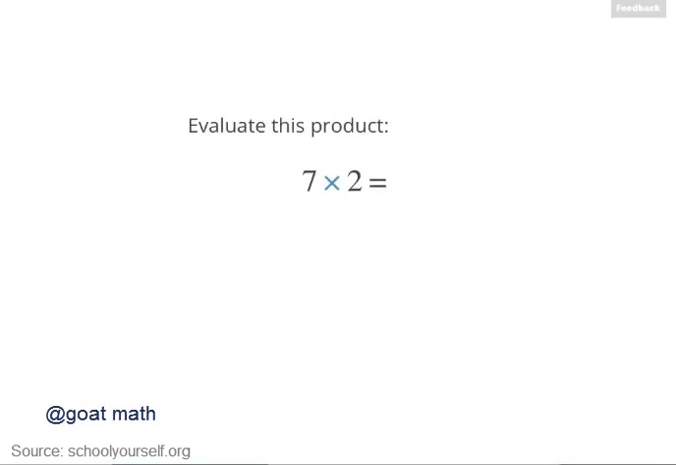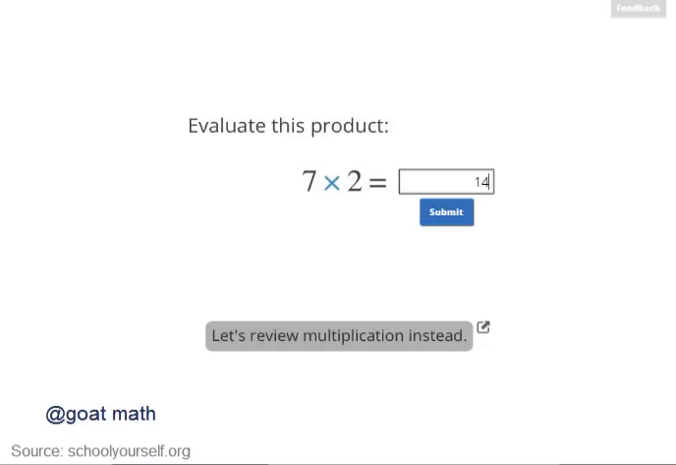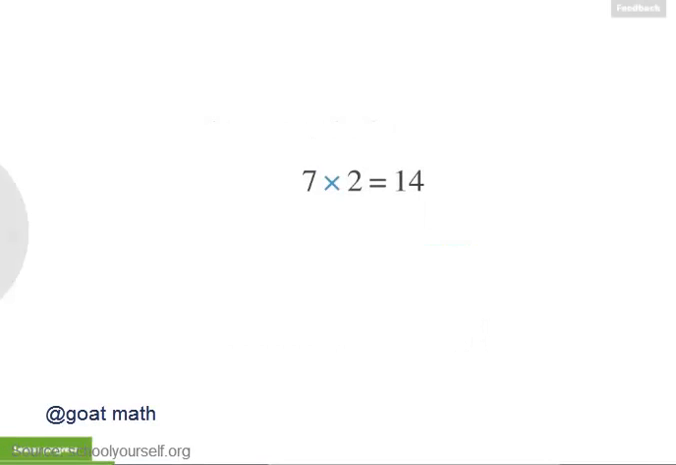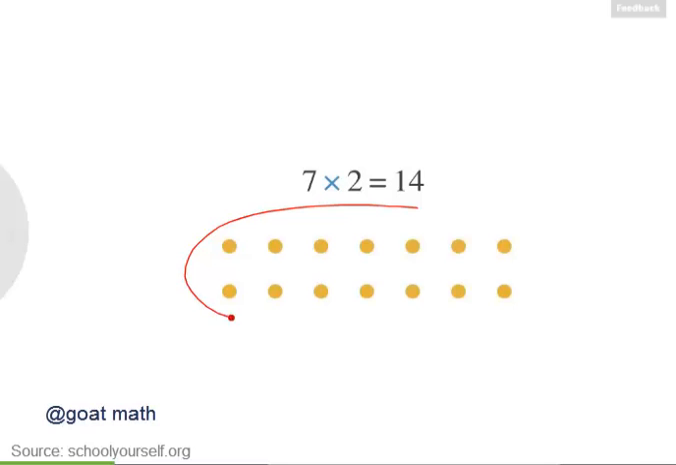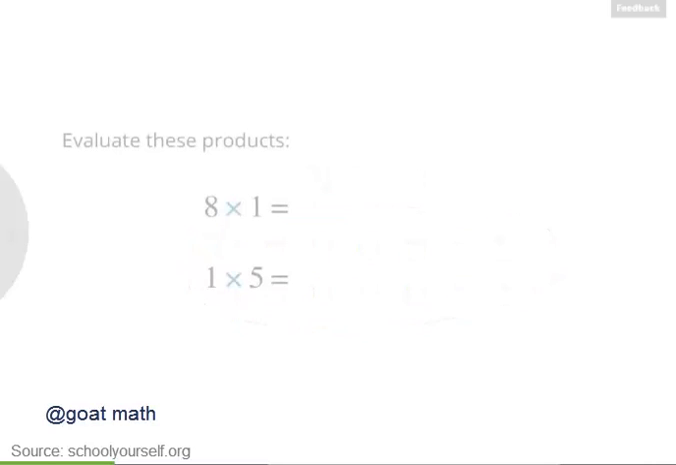Before we get started, let's make sure you're comfortable with multiplication. Try evaluating this product, 7 times 2. And to review, click down here instead. Exactly, 7 times 2 equals 14. You can think of this as having 2 groups of 7 dots, which is a total of 14 dots. Next, try evaluating these two products, 8 times 1, which would be 1 group of 8 dots, and 1 times 5, which is 5 groups with 1 dot each.